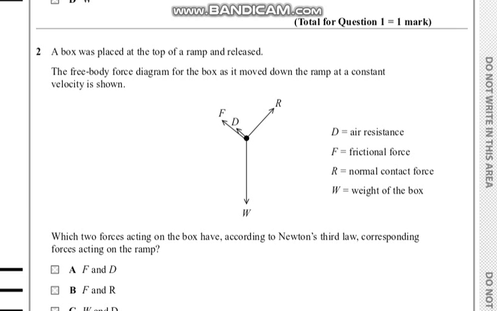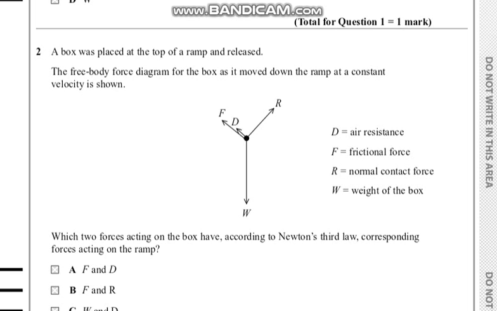Second question is, a box was placed at the top of a ramp and released. The free body force diagram for the box as it moved down the ramp at a constant velocity is shown. Which two forces acting on the box have, according to Newton's third law, corresponding forces acting on the ramp?